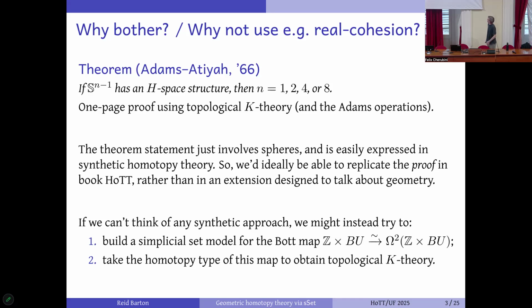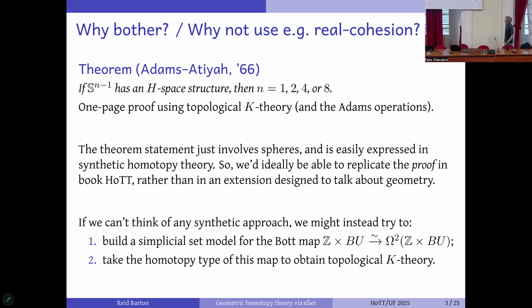And so if we don't have any synthetic way to try to build K-theory, we might just try to do it what I was describing as the traditional way. So first, by some kind of traditional construction, I'm going to build a simplicial set, say that I'll just call Z cross BU. And then I want to build somehow also this Bott map. And this is outside the scope of this talk.